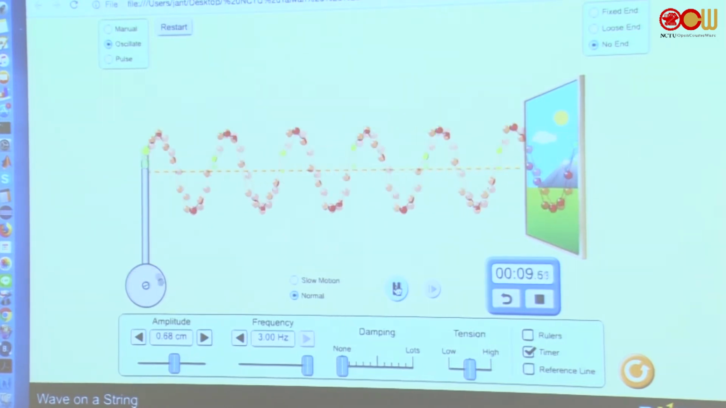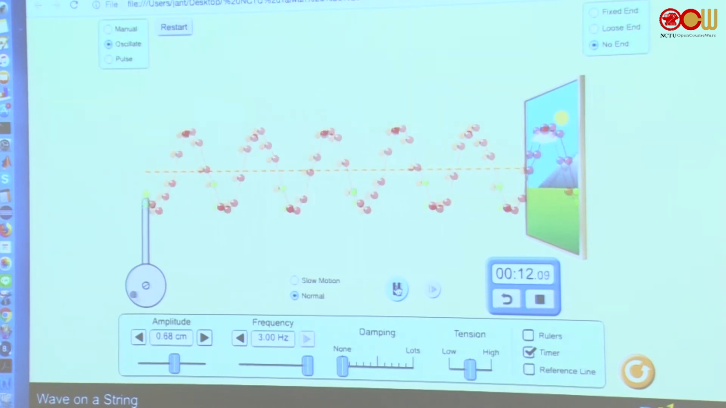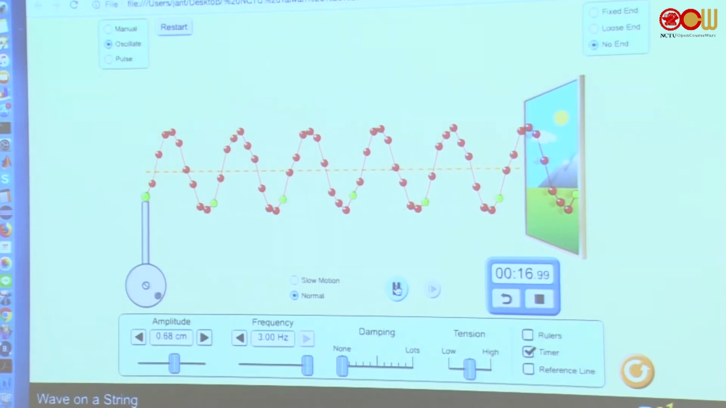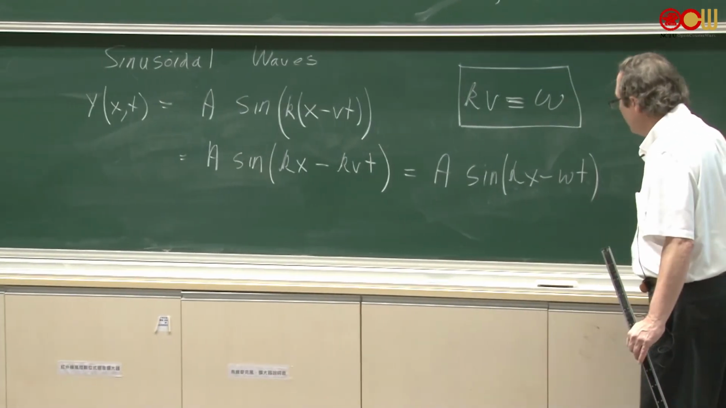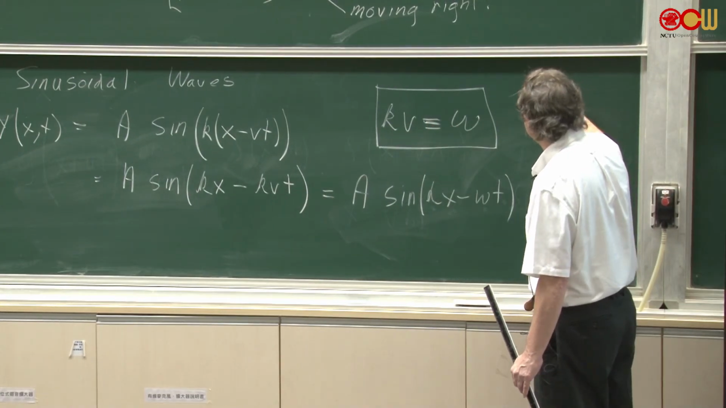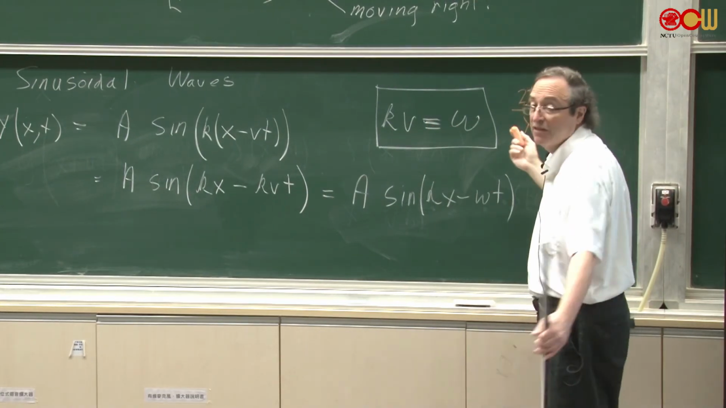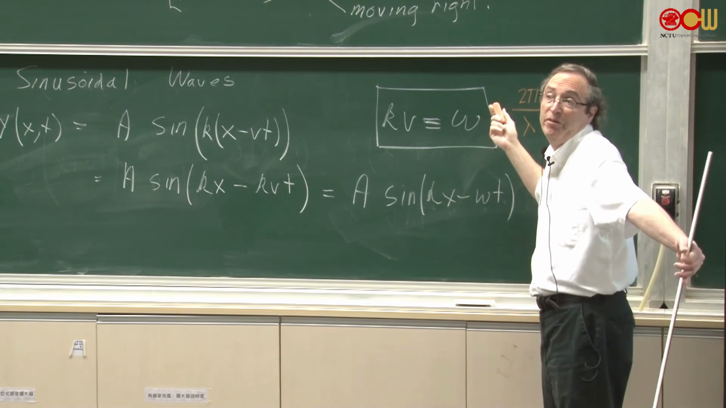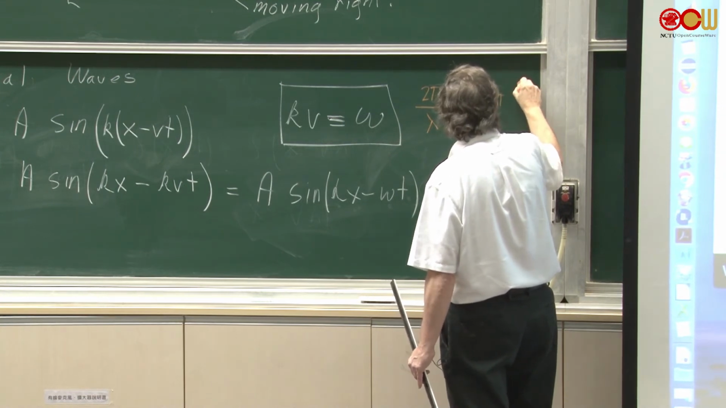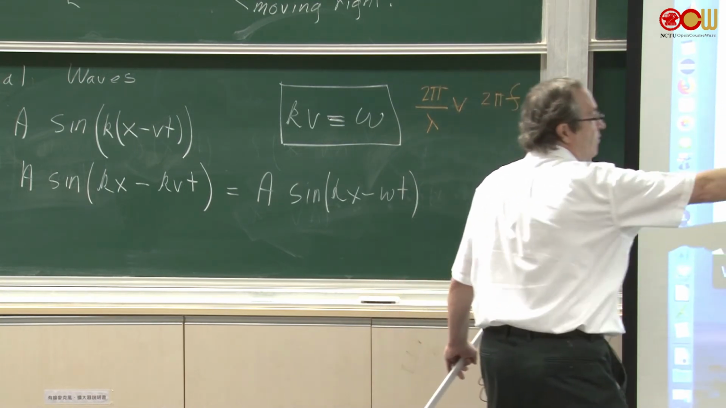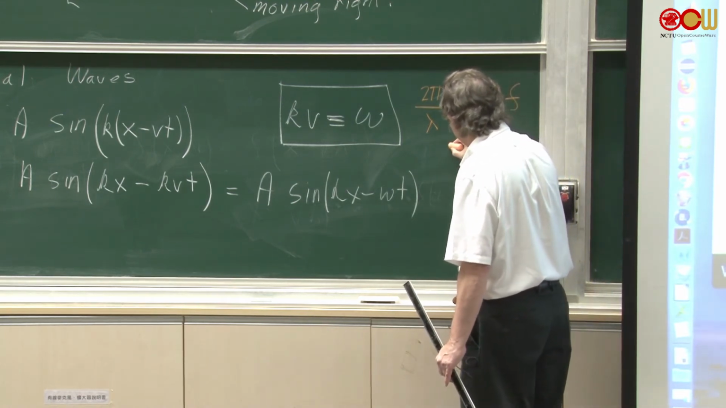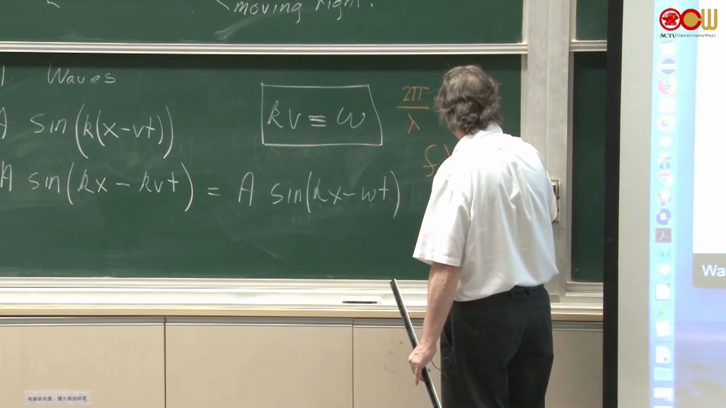What happened to the wavelength? Did the wavelength go up or down? It went down. How do we know that? How do we understand that? Well, let's take a look at this equation right here. k is 2 pi over lambda, and omega over k is v. V is this, hopefully the same. And omega is what? 2 pi f, right? That's what we have over there. So we get that f lambda equals v.